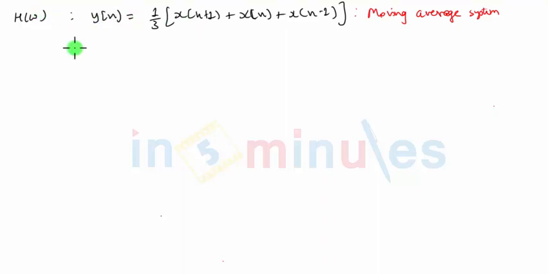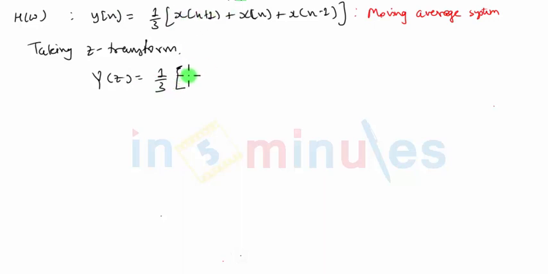The very first thing I have to do is find out H of omega. Now how to find H of omega? I will start from the given difference equation and take its z transform. So its z transform will be Y of z equal to 1 by 3. The z transform of x of n plus 1 will be z X of z, plus X of z for x of n, plus x of n minus 1 will have the z transform of z inverse X of z. We have assumed initial conditions to be 0, simply because we want to find the transfer function H of z first.